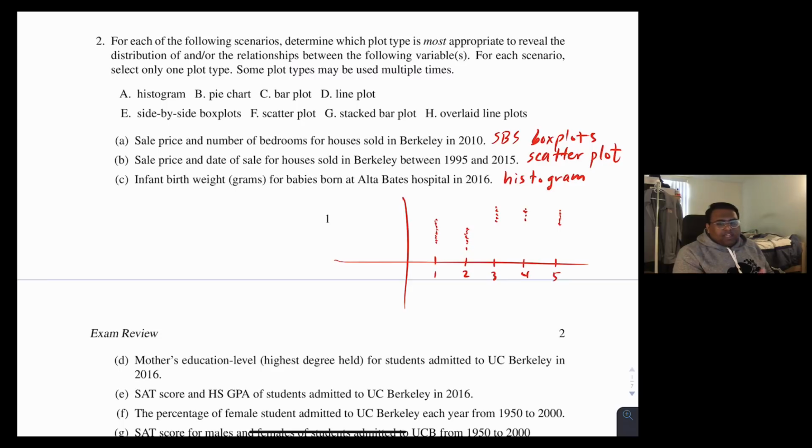Whereas if we were given the birth weight in like kilograms or something, there wouldn't be too many different values. So there maybe we could use like a bar plot or something. But since we're given a pretty granular measurement, a histogram seems like it would make sense.